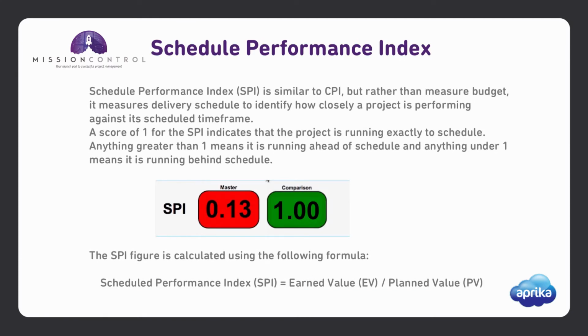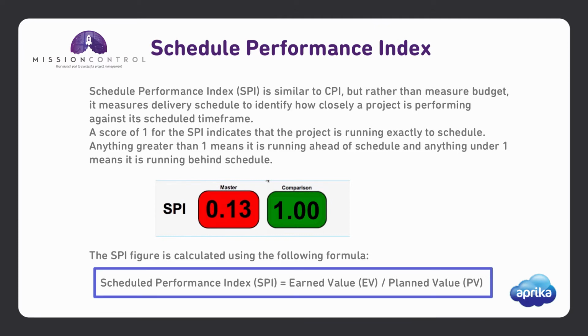Schedule Performance Index (SPI) is similar to the Cost Performance Index, but rather than measure budget, it measures delivery schedule to identify how closely a project is performing against its scheduled time frame. Again, a score of 1 for the SPI indicates that the project is running exactly to schedule. Anything greater than a 1 means it is running ahead of schedule, and anything under a 1 means it is running behind schedule. The SPI figure is calculated using the following formula. SPI equals earned value divided by planned value.